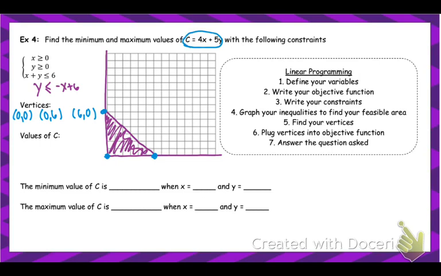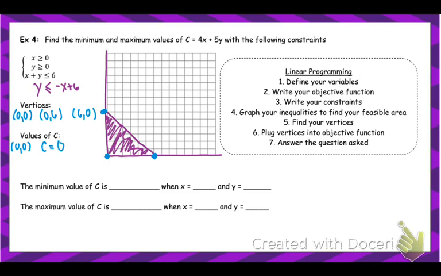Again, we are not graphing that point. We're using that function to evaluate these vertices. So what I'm going to do is I'll do C for the first one. I'll do (0, 0). So if I take the vertex (0, 0), then my C would be 4 times 0 plus 5 times 0, which is just 0. So for the vertex (0, 0), my C value is 0.